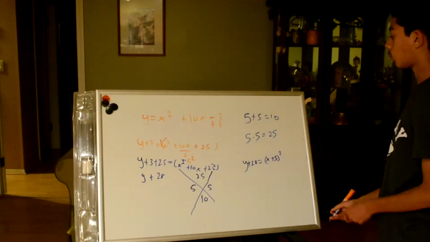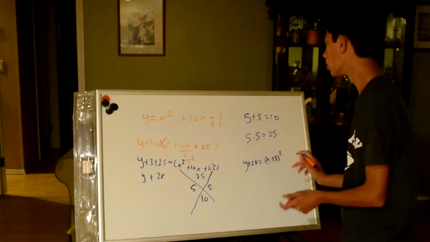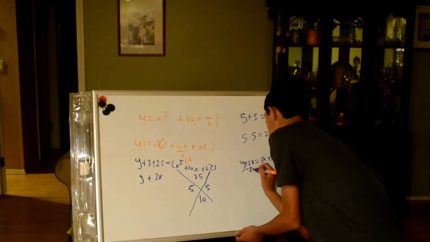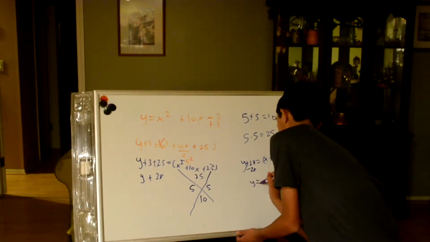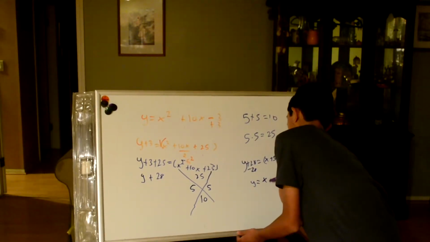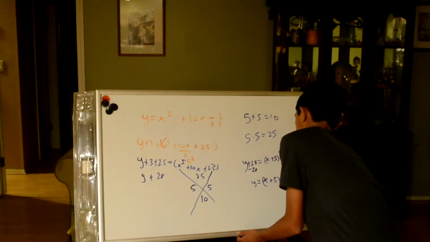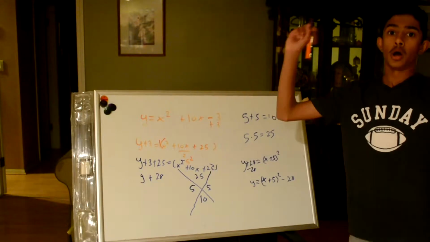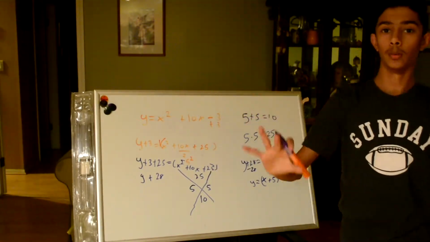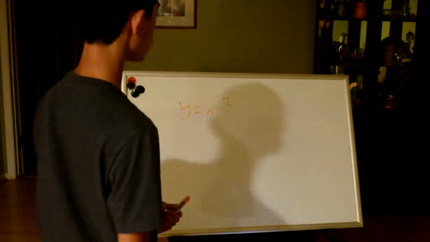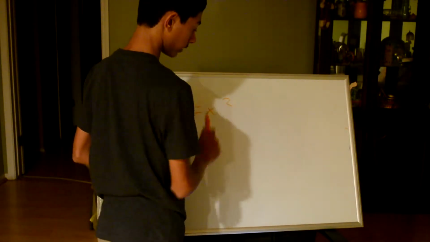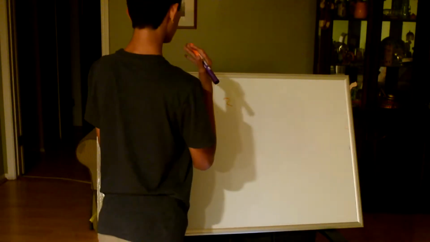Okay? Now, y has to be alone. So you subtract the 28. And it'll be y equals (x plus 5) squared minus 28. Oh, my mind was blown too. Don't worry. It's simple if the coefficient in y equals x squared is 1.